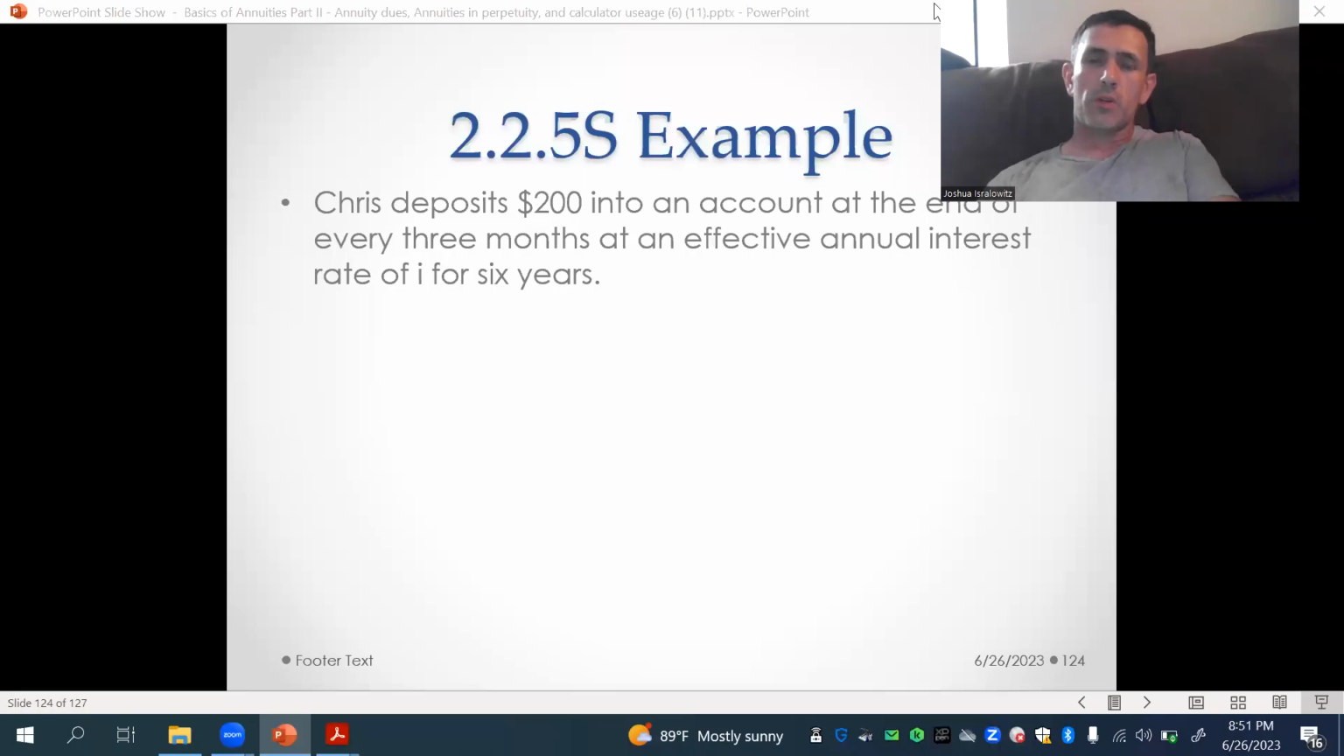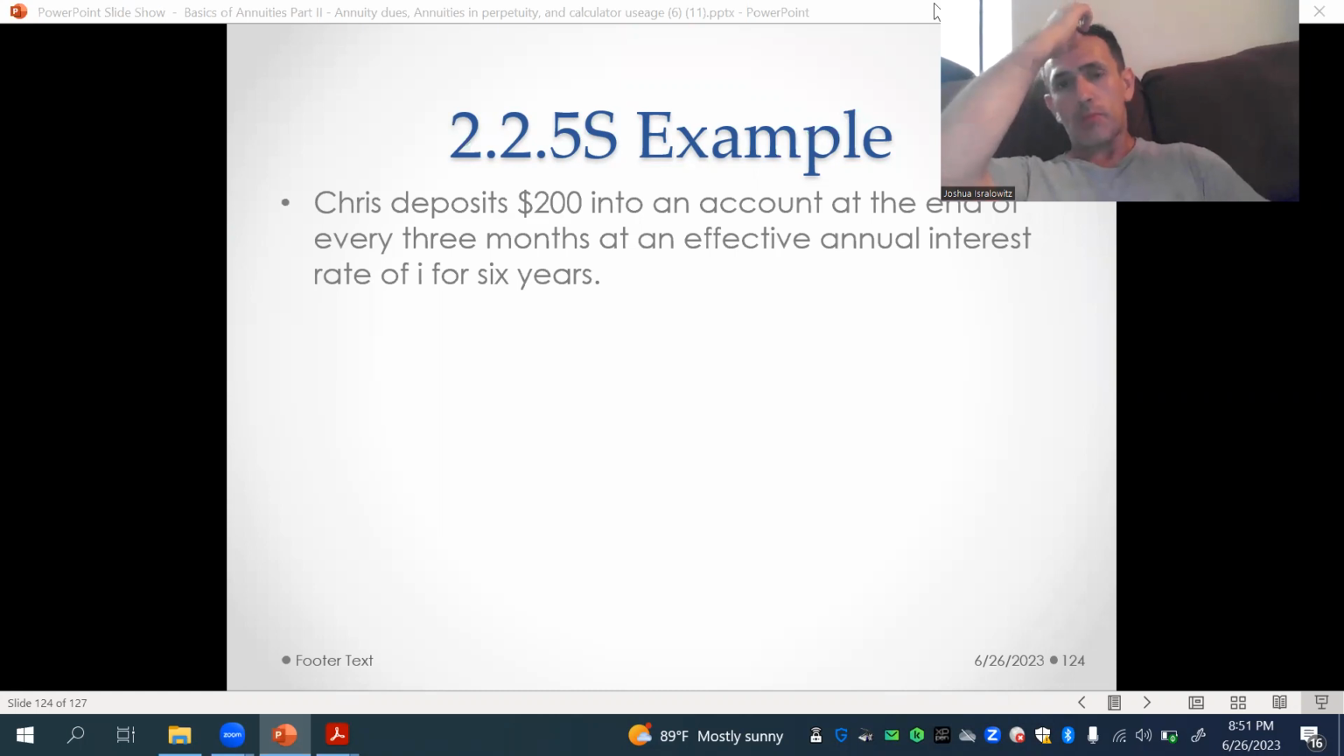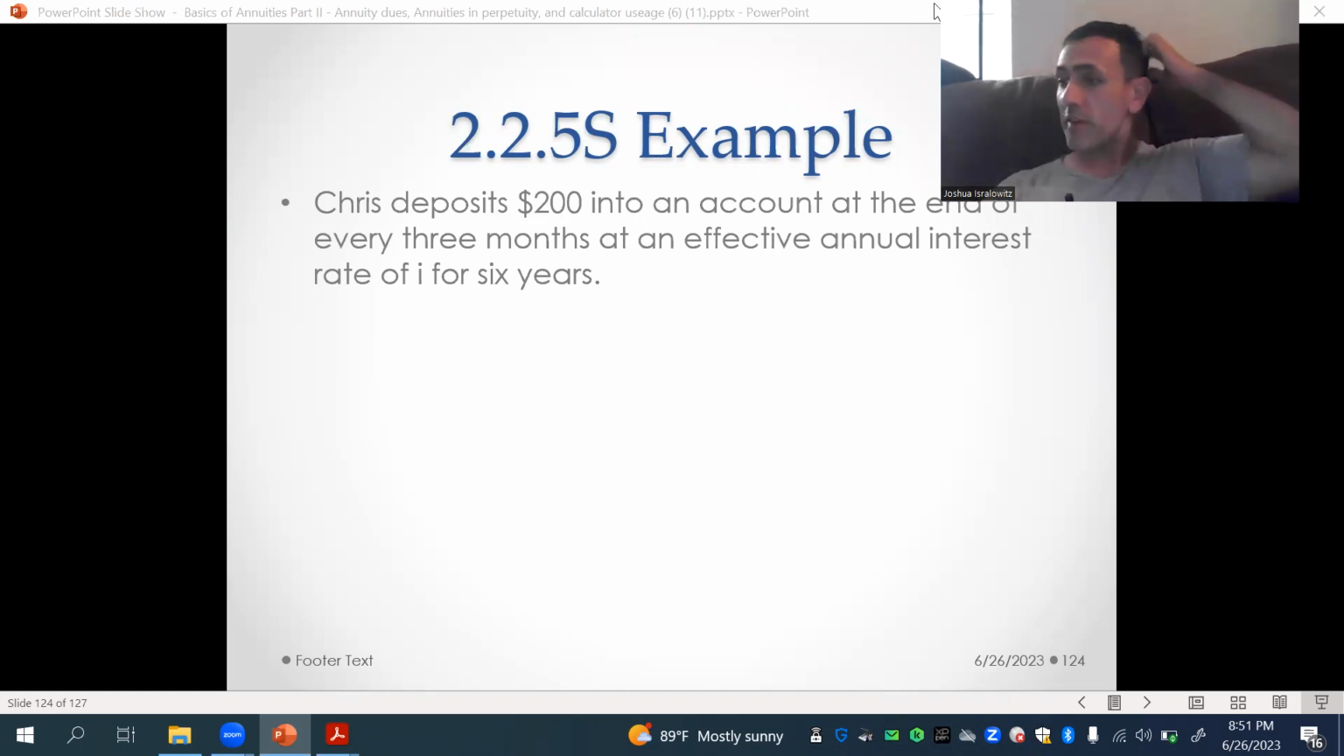Hello, everyone. What I want to do is two examples that are very similar to collected homework 5 problems. The first is very similar to collected homework number 4, and that is actually verbatim in the book, 2.2.5S. This is typical of exam FM problems. They really give you superfluous, maybe confusing information that you don't really need, but thus is life.